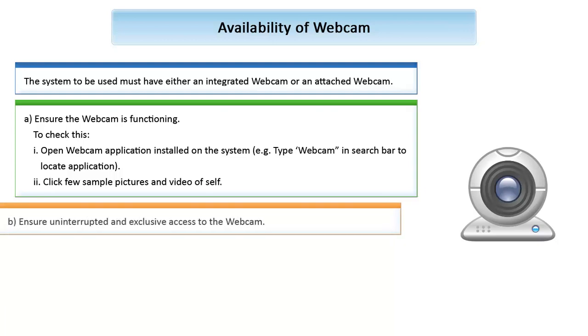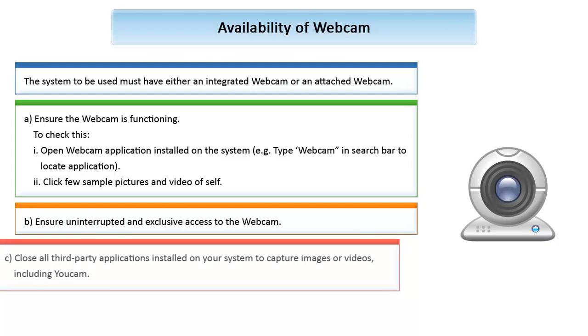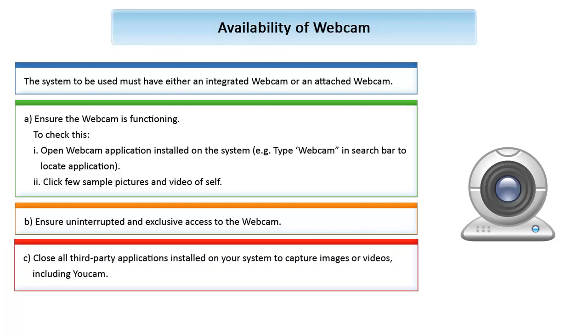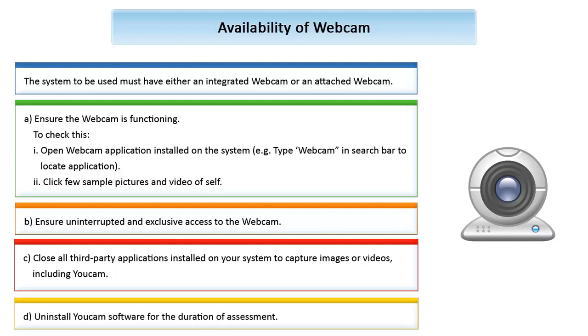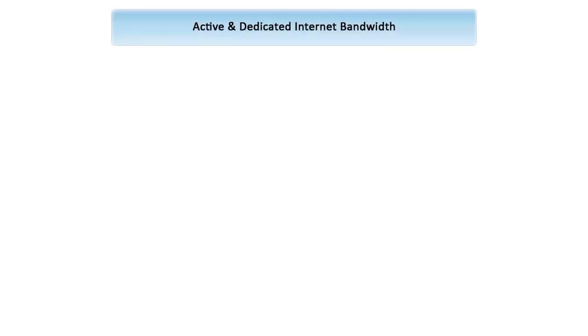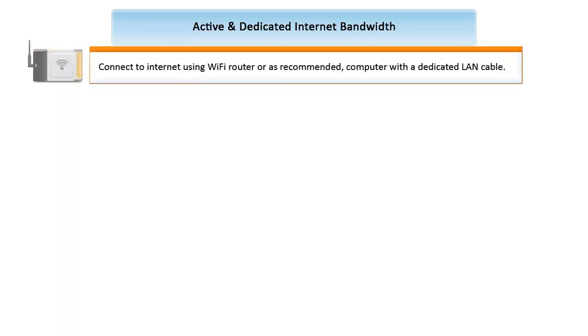Ensure uninterrupted and exclusive access to the webcam. Close all third-party applications installed on your system to capture images or videos, including UCam. Uninstall UCam software for the duration of assessment. Active, dedicated internet bandwidth. Connect to the internet using a Wi-Fi router, or as recommended, a computer with a dedicated LAN cable.